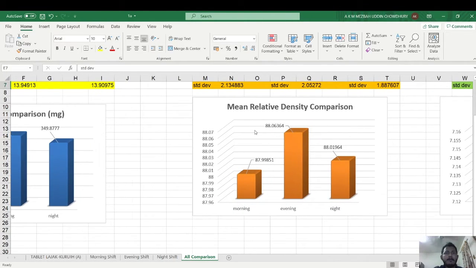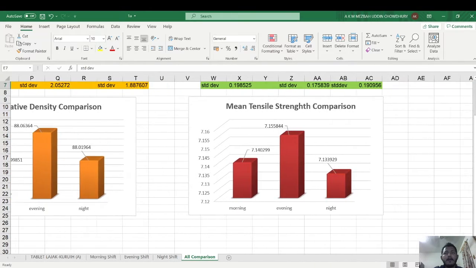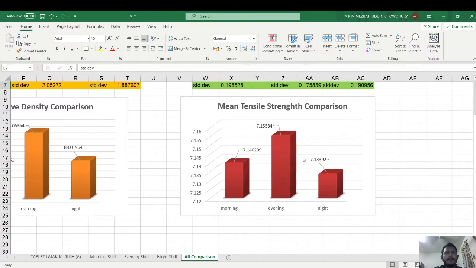In this graph, we have the mean relative density comparison for all the shifts. Here also we can see the evening shift has the highest number of mean relative density. In this graph, we have the mean tensile strength comparison for all the shifts. We can see here also the evening shift has the highest mean tensile strength among all the shifts.